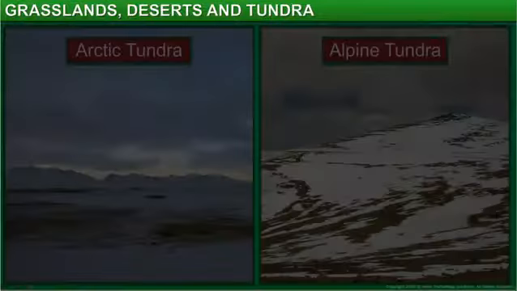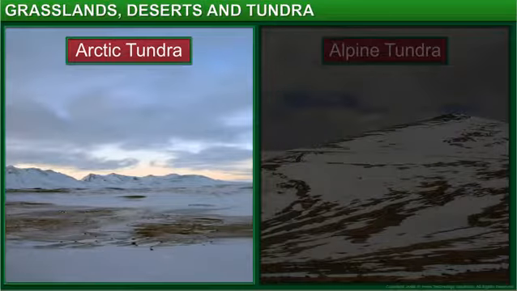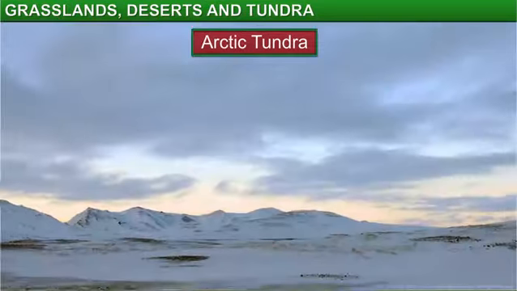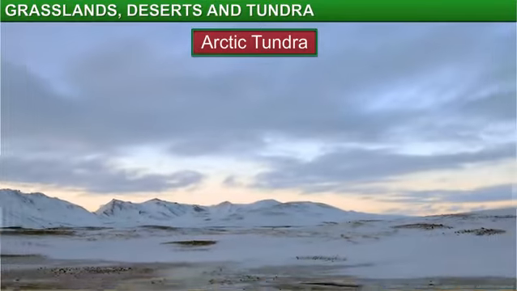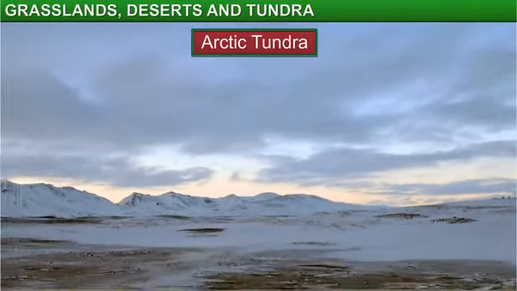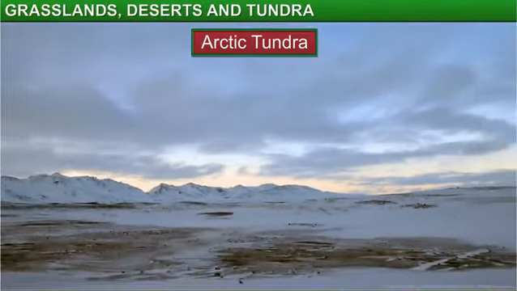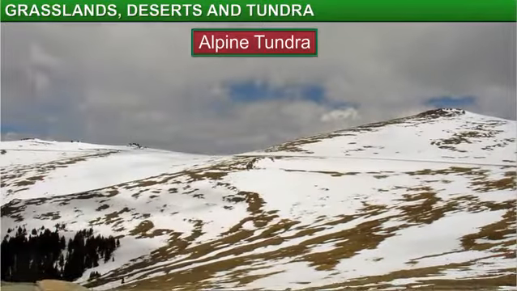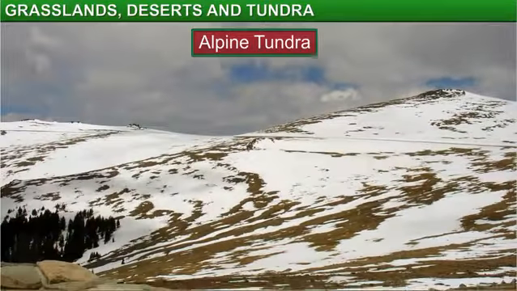There are two types of tundra regions in the world: Arctic tundra and alpine tundra. The Arctic tundra is mainly located at the top of the world around the North Pole. The alpine tundra can be found in the mountainous regions all around the world.